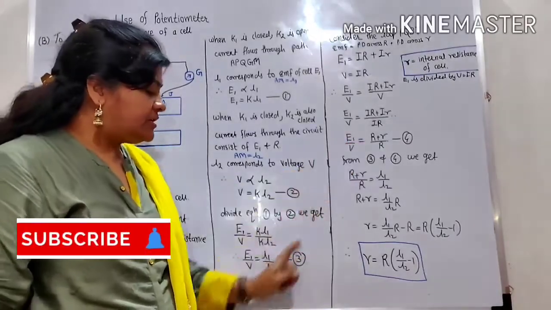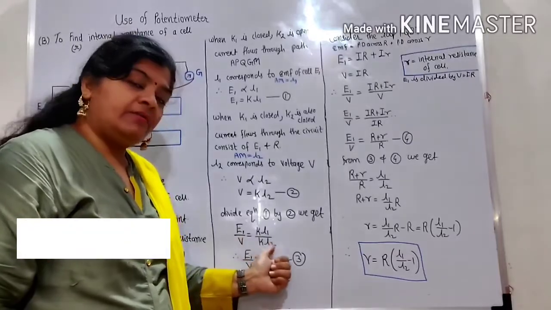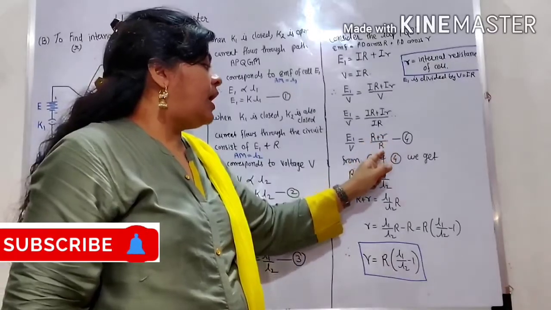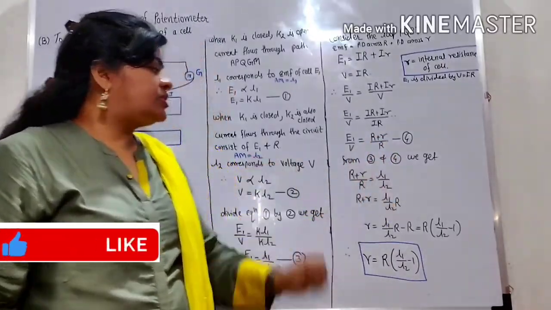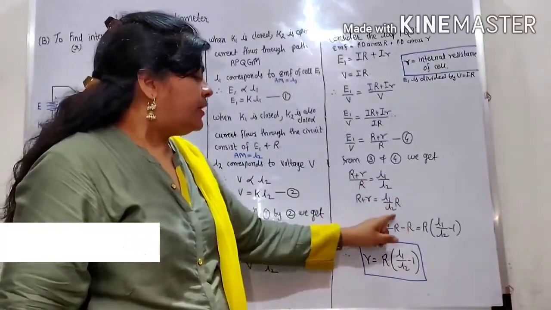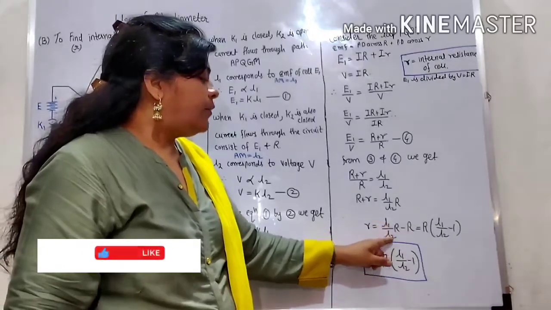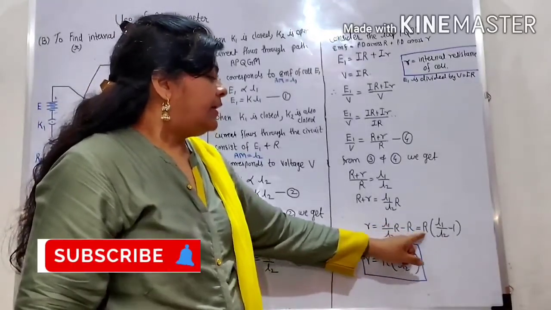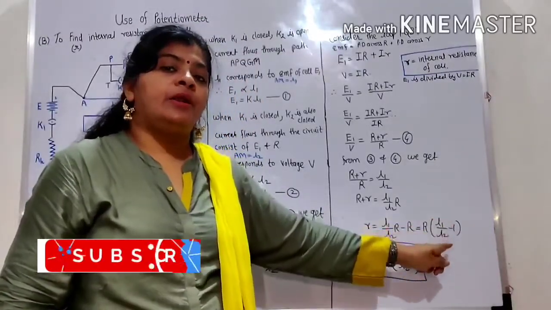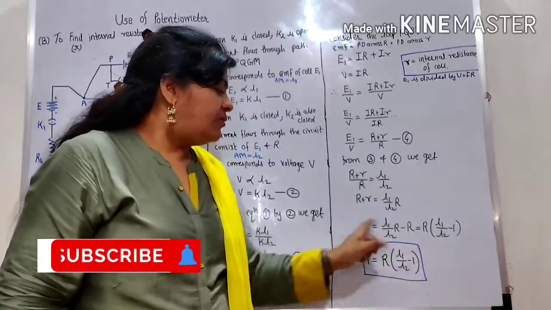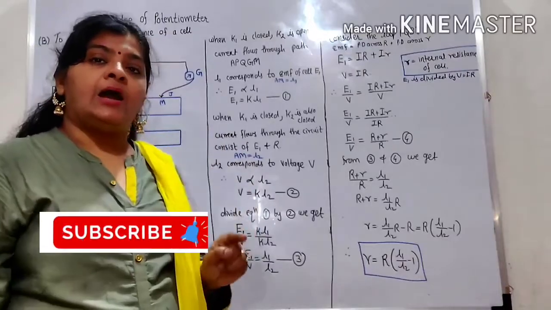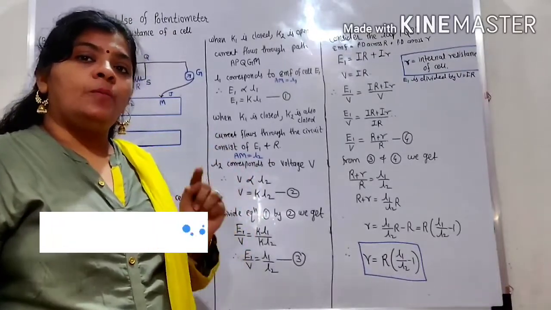Now two equations are there. E1 upon V is equal to L1 upon L2, and E1 upon V is equal to R plus small r upon R. Equating these two equations and cross multiplying by R, we calculate small r is equal to L1 upon L2 into R minus R. Taking R as common, R into L1 upon L2 minus 1. And then we get the formula for the internal resistance of the cell: small r is equal to capital R into L1 upon L2 minus 1.